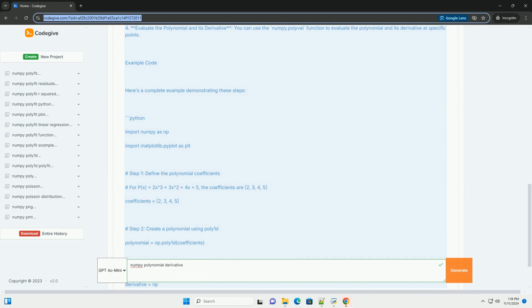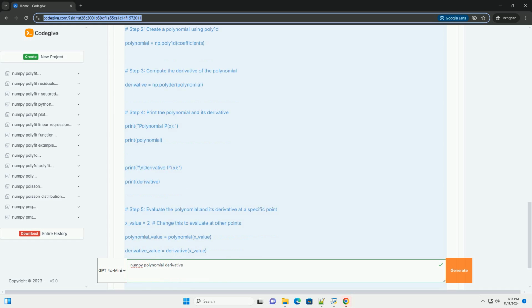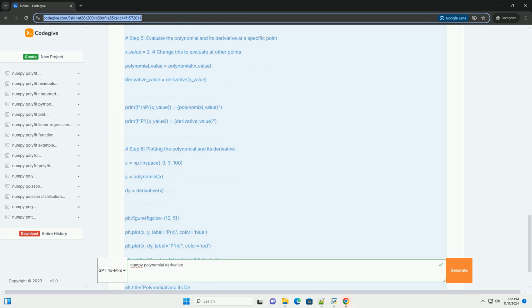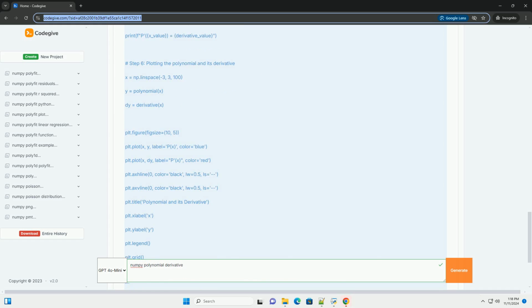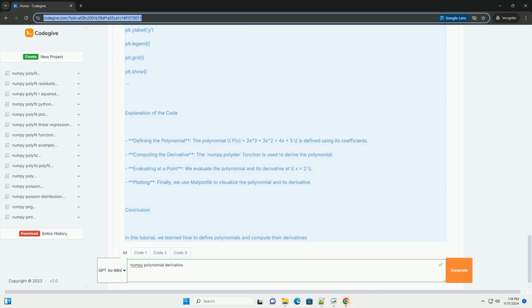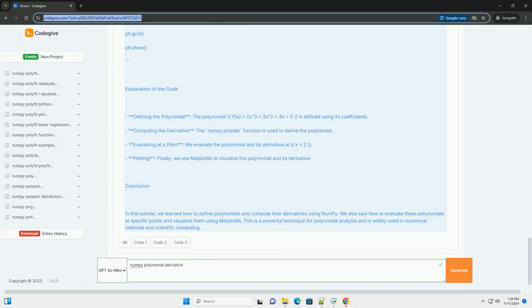What is a polynomial? A polynomial is a mathematical expression that can be represented in the form p(x) = a_n x^n + a_{n-1} x^{n-1} + ... + a_1 x + a_0, where a_n, a_{n-1}, ..., a_0 are coefficients and n is a non-negative integer representing the degree of the polynomial.